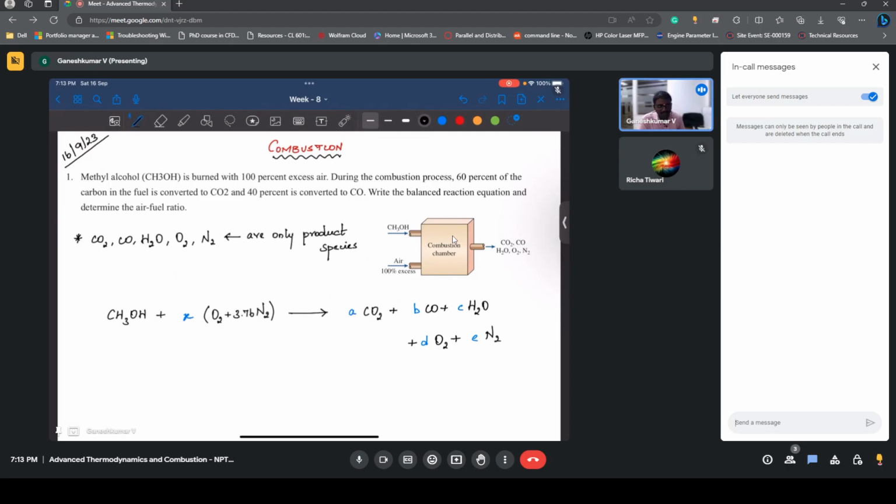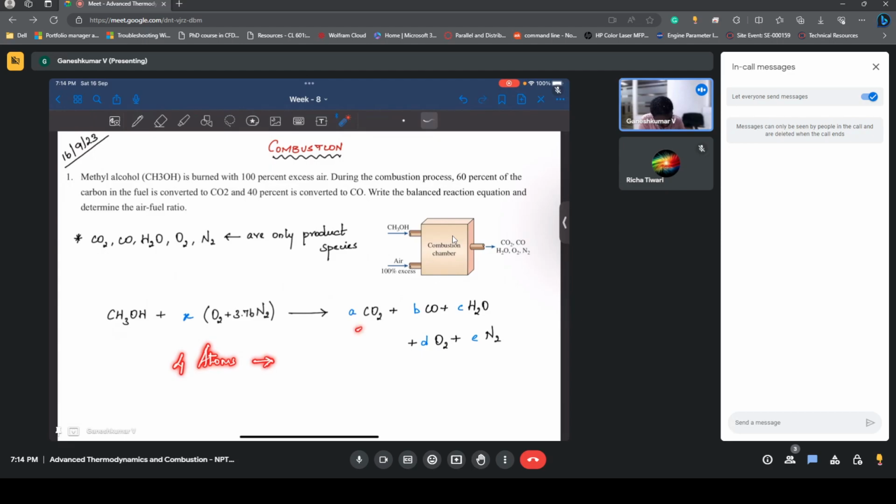So you are thinking too much. Simple. What we usually do is atom balance, right? But the problem is, if we do atom balance, how many atoms do we have? We have carbon, hydrogen, oxygen, and nitrogen. So four atoms we have, right?